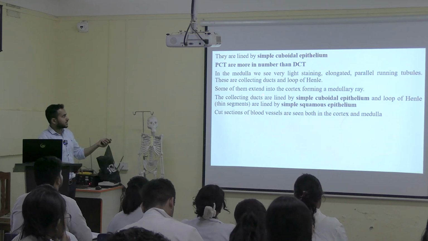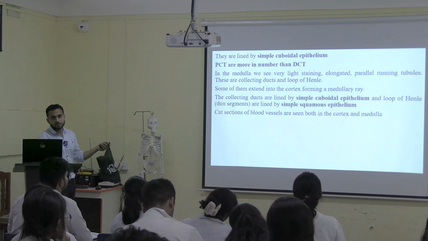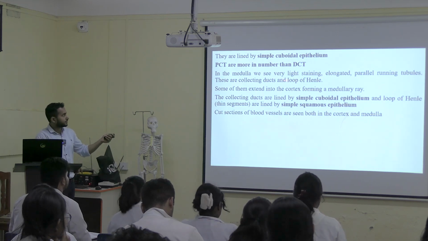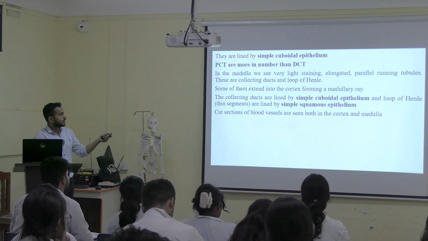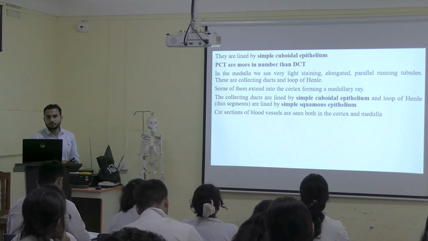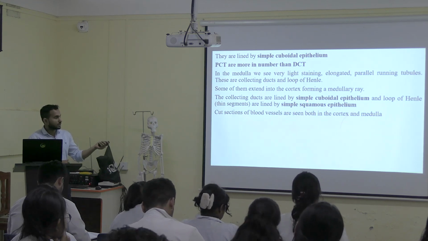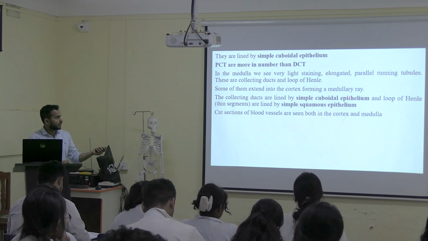Now some of them extend into the cortex. Now the collecting ducts are lined by simple cuboidal epithelium. Okay, so as I said, two types of ducts are seen, collecting duct and loop of Henle. So how will we differentiate between them? Again, with the help of lining epithelium, it can be differentiated. So the collecting tubule and collecting duct lining epithelium is simple cuboidal epithelium.